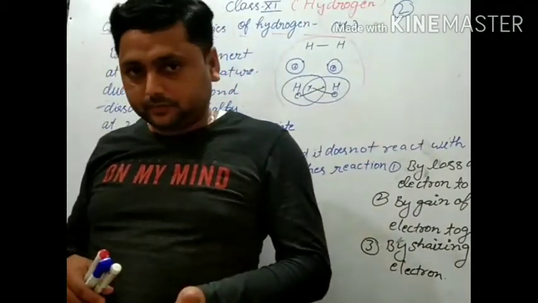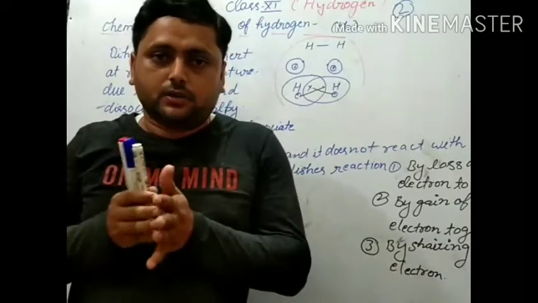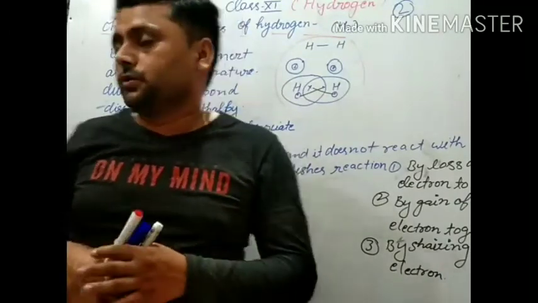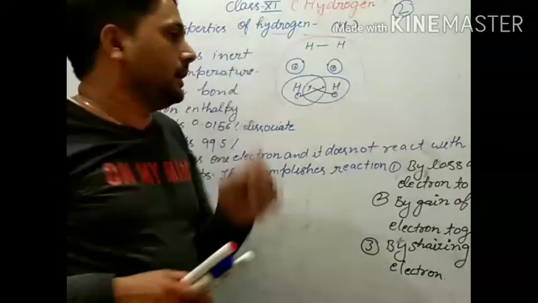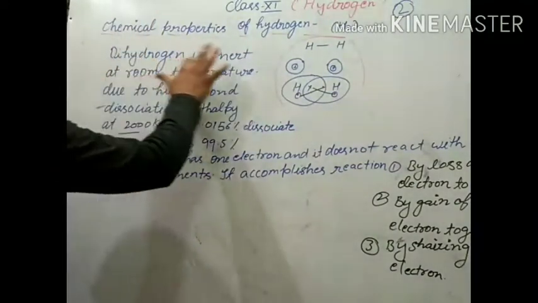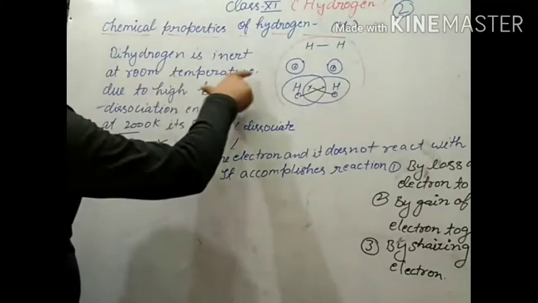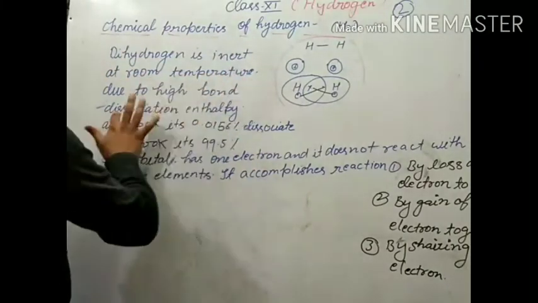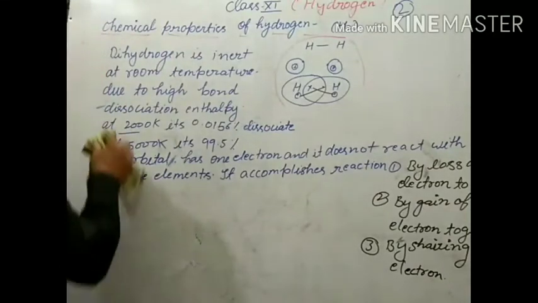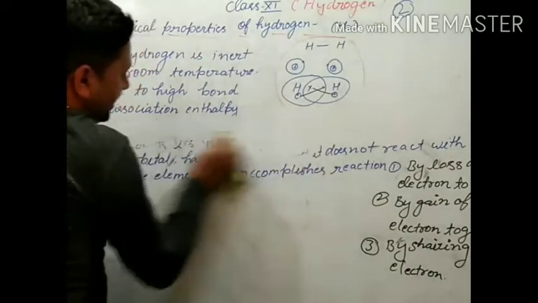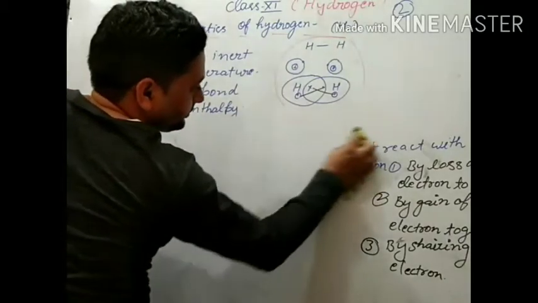If the bond is not breaking, the molecules will not react. So we can say that dihydrogen is inert at room temperature due to its high bond dissociation enthalpy.